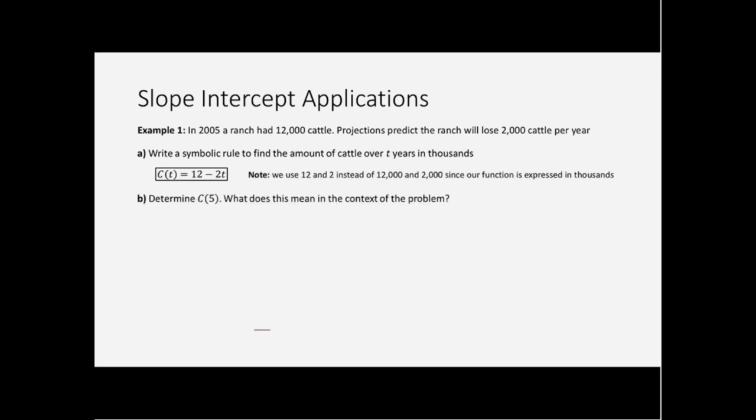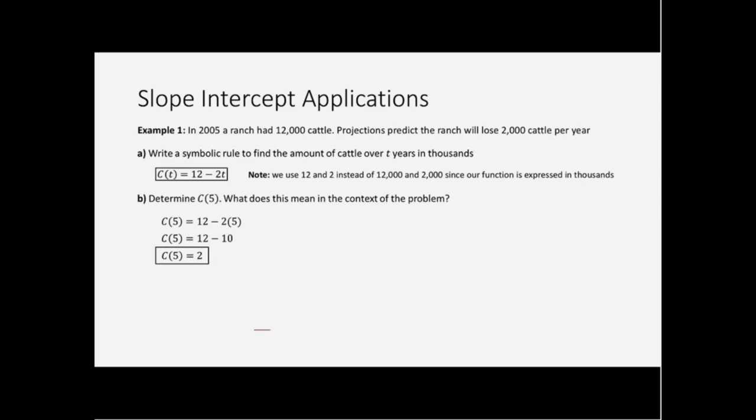Easily enough, the next question asks, what's C of 5? Well, we know C of 5 is evaluating, so we plug in 5 into our formula. And again, that's not C times 5, that's just meaning that we're evaluating it at 5. And then 2 times 5 is 10, 12 minus 10 leaves me with 2. So C of 5 is equal to 2, but then the next question is very valuable.